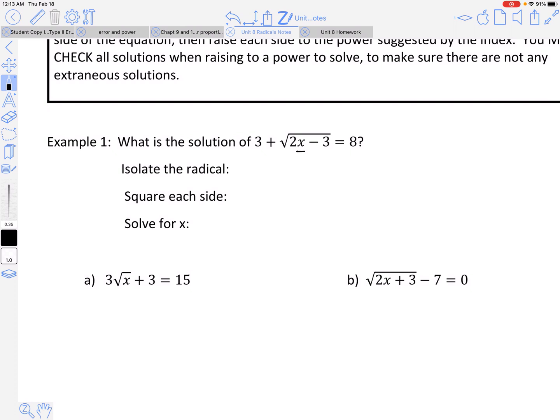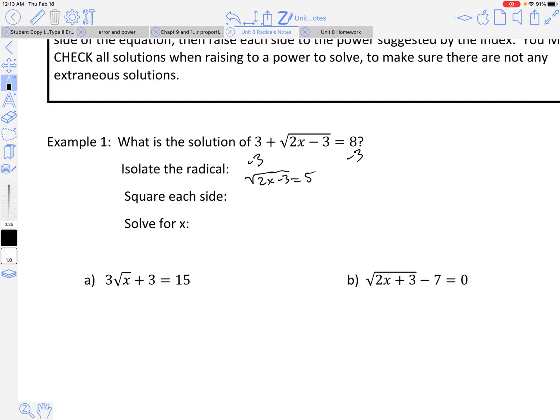Alright, so just like 7th grade math, what we're going to do is try to get x alone. But x is basically protected in the square root, right? So eventually we're going to have to get rid of that square root before we can get x alone. But first things first, we're going to get that square root alone. So I'm going to move that 3 to isolate the radical. So then I have the square root of 2x minus 3 equals 5, right?